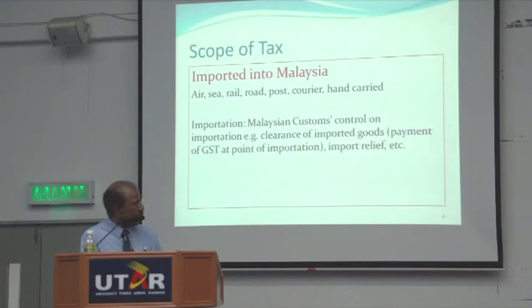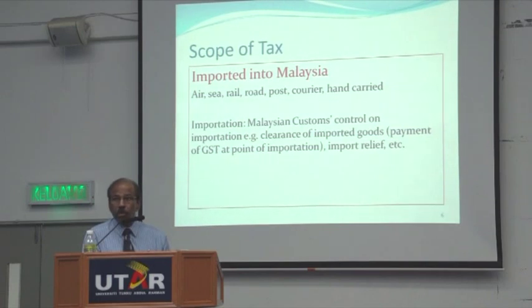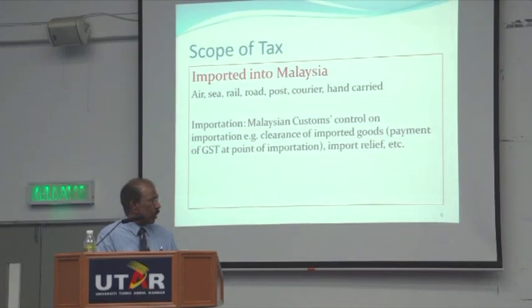So scope also covers goods imported, not only goods made in Malaysia as we saw just now, but also goods imported, whether it comes by air, sea, rail, road, post, courier, and carried. And carried, as when we come back from overseas trips.